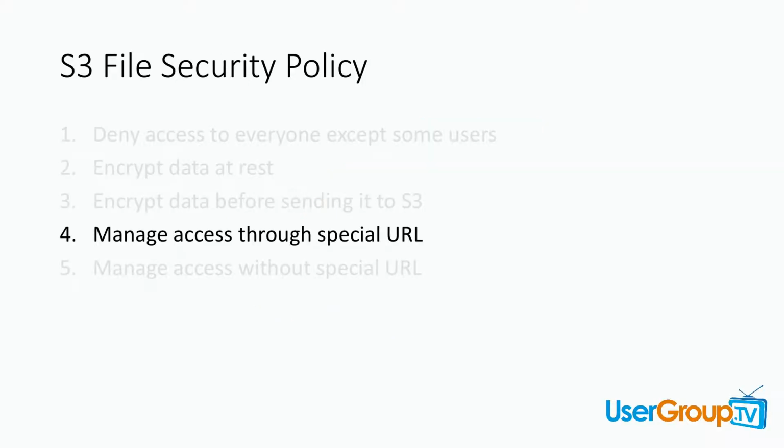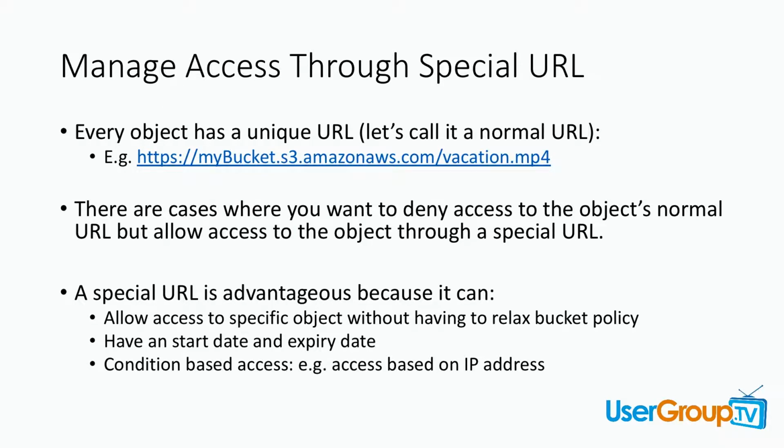Moving on to fourth on the list, which is managing access through a special URL. Now the question is, why do we want a special URL? So every object has a unique URL. Let's call it a normal URL, right? So that's the one where, like I opened in the browser, there was the video file in the bucket location. That's the normal URL. But there are cases where you want to deny access, like if somebody uses the normal URL of the file, you want them to get an access denied message, but you want to allow access only through a special URL that you have created.